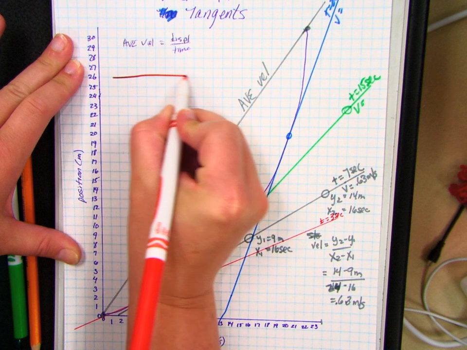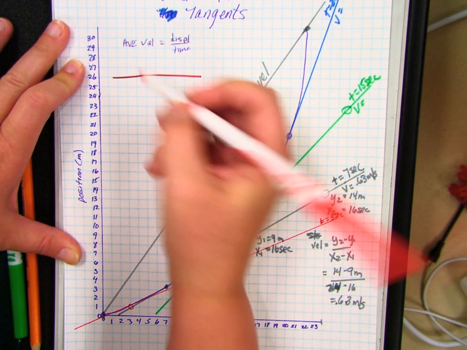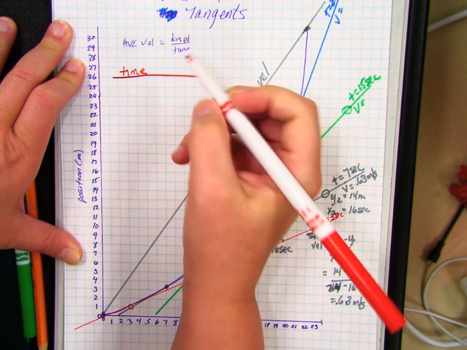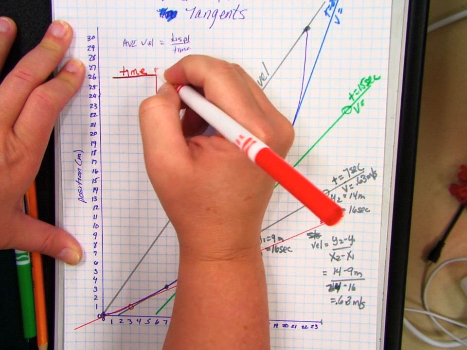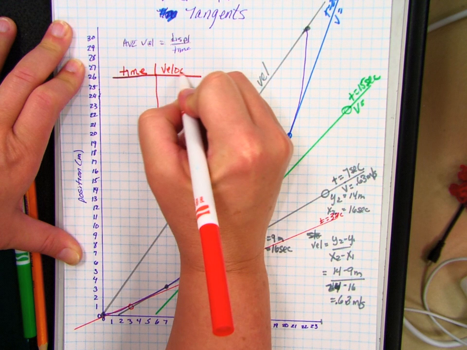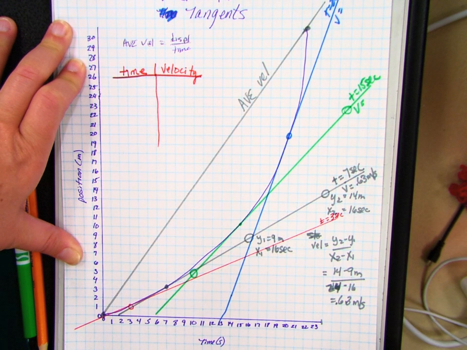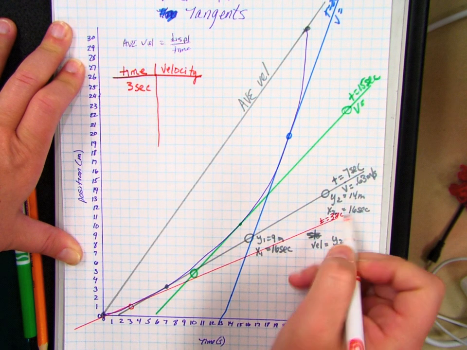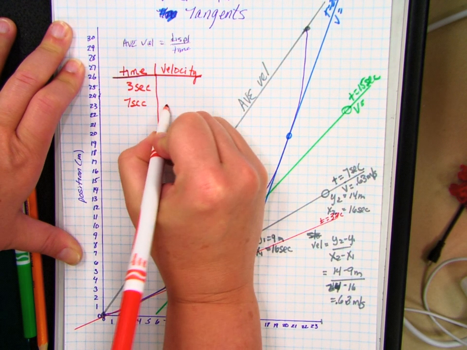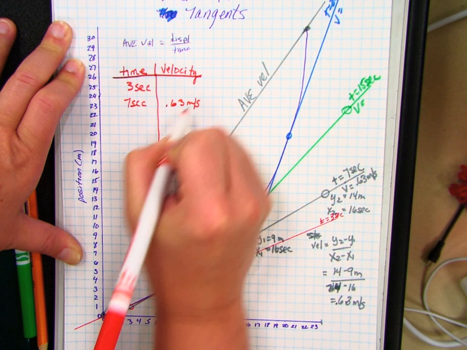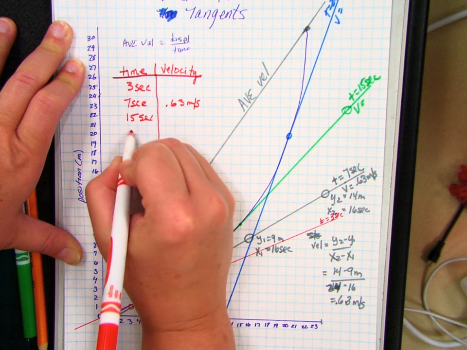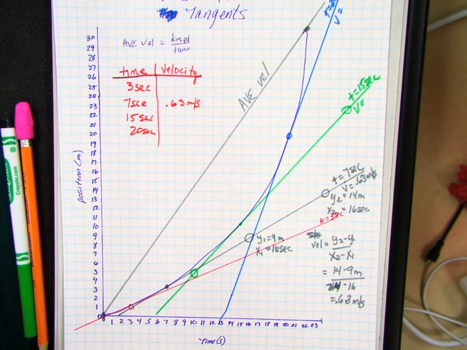So now that I have all of them, I'm going to go back and make my data table. I'm going to plot my time as a column, and I'm going to plot my velocity as a column. So I have t equals 3 seconds, and whatever that velocity was. I have 7 seconds, 0.63 meters per second. I have 15 seconds, and I have 20 seconds. Now I'm ready to plot my velocity versus time.